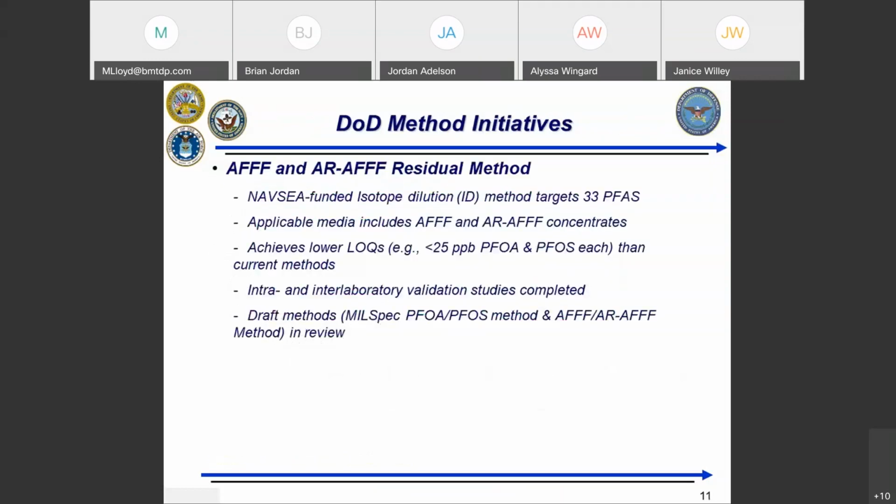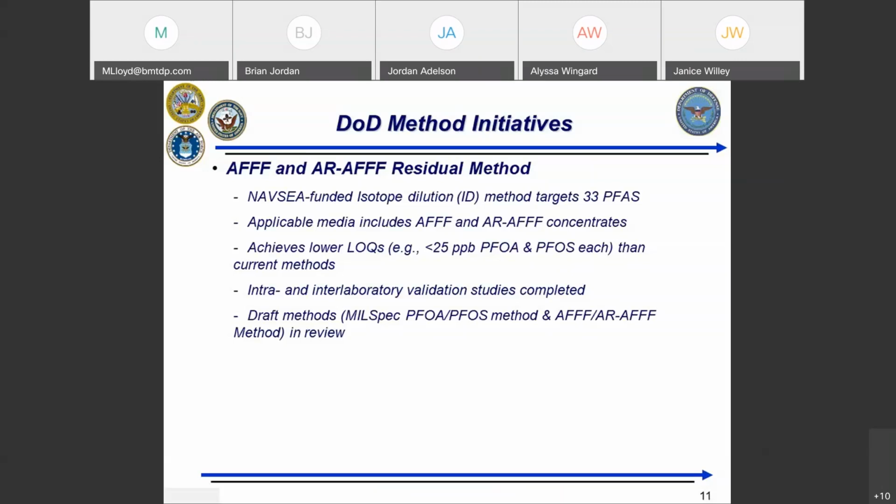Next up, we have the AFFF method initiative. This effort was funded by NAVC as Navy is the owner of the performance specification for AFFF concentrates. This military specification, or MIL-SPEC, has been amended over recent years to include restrictions limiting the amount of PFOA and PFAS that is permitted in an AFFF concentrate. This limit was not based on a desired limit, as we really don't want any PFOA or PFAS in our concentrates, but rather it was based on the achievable limit of quantitation of the existing methodology.